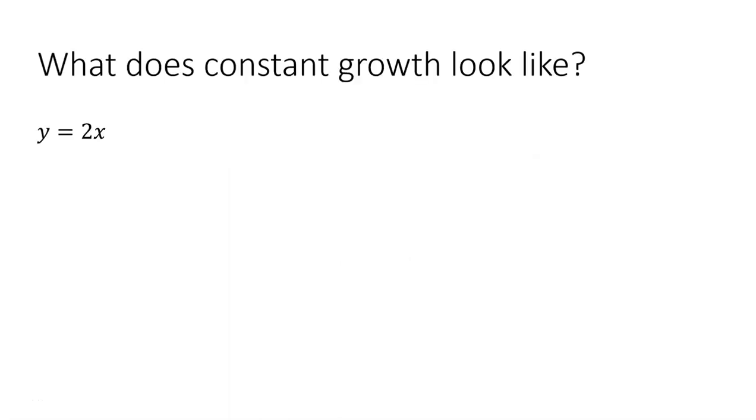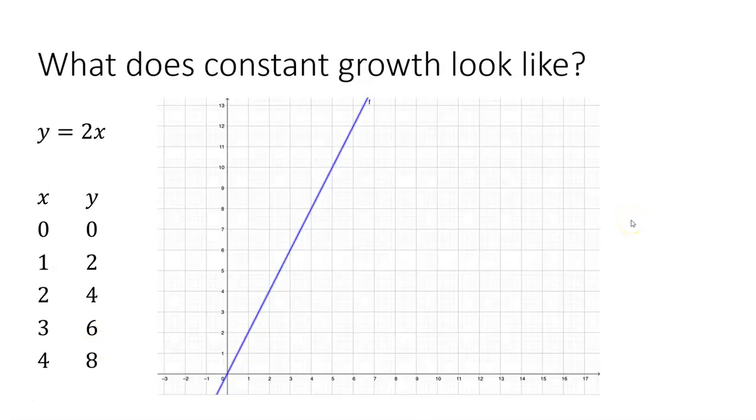Let's look at exponential growth and decay. First, we'll check out constant growth and what it looks like. So y equals 2x. There's an xy chart. If you plug in values for x, 0, 1, 2, 3, and 4, you simply multiply them by 2 and you get those answers for y. And if you graph it, it's a nice straight line with a slope of 2. Every time x changes by 1, y changes by 2.